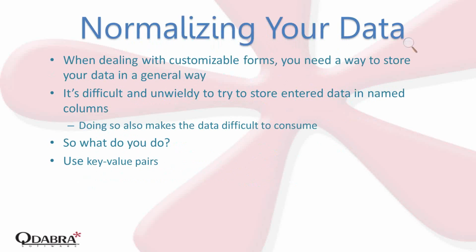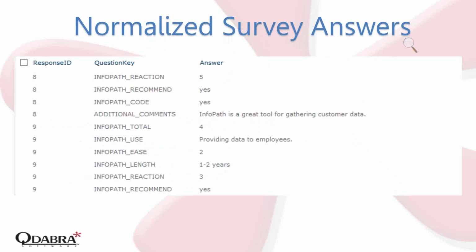But when you're dealing with basically open-ended values that can be collected, you need a way to store them in a more general, more dynamic way. Trying to store them in named columns can be difficult and can make the data difficult to consume because it's not very generalized. So what do we do? Well, you can use key value pairs.